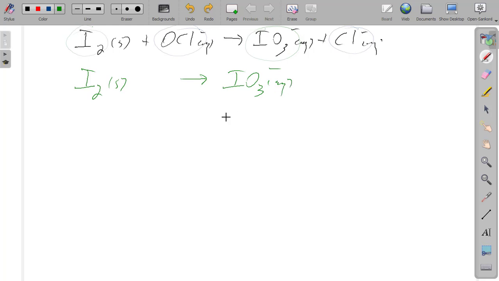All right, so the next step then is, you see how one side has O but the other side doesn't? So we need to add water to make this work. Let me leave a little bit of room there because we need coefficients eventually. All right, so now we've got iodine, oxygen, but now I've made a problem with hydrogen.